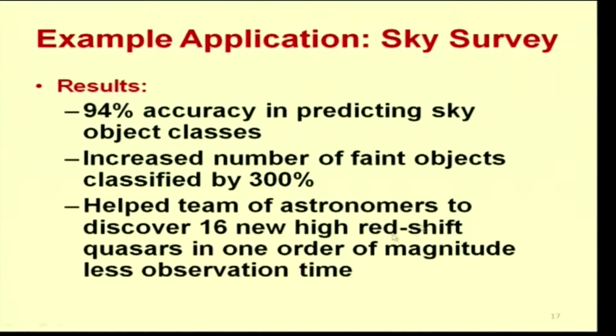It helped a team of astronomers discover 16 new high redshift quasars in one order of magnitude less observation time. They were able to look for a particular pattern, and so it reduced the observation time. This is just to show you that it is possible to apply this in non-business domains also.